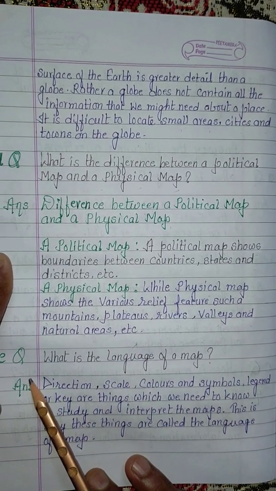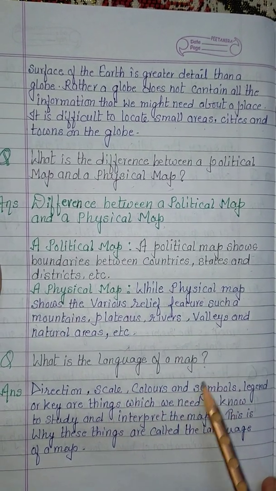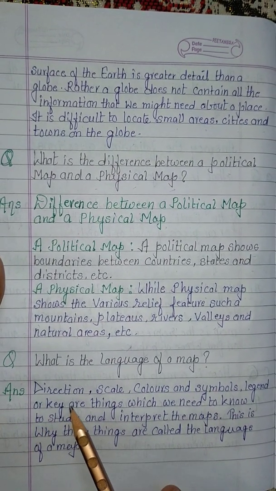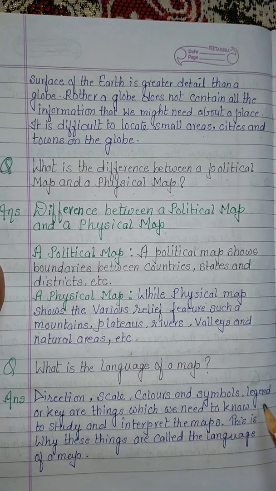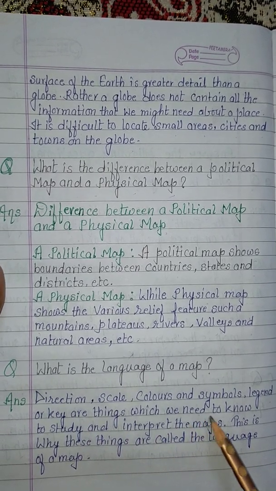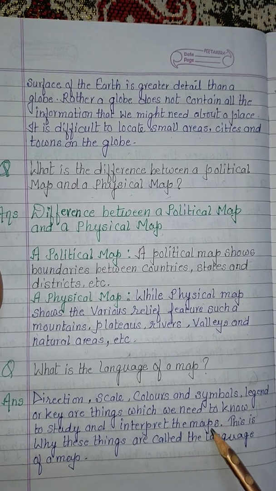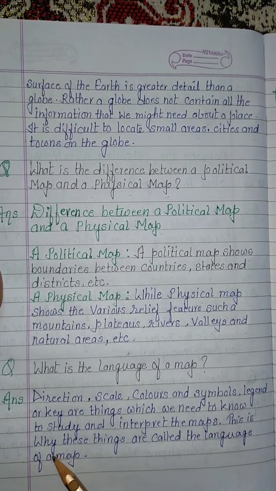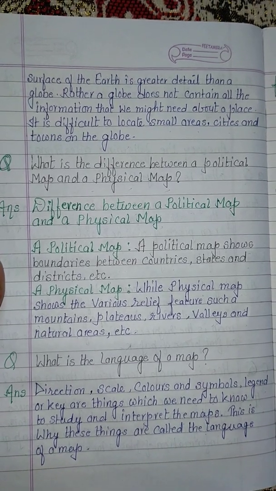Question number E. What is the language of a map? Answer. Direction, scale, colors and symbols, legend or key are things which we need to show, to study and interpret the maps. This is why these things are called the language of a map.